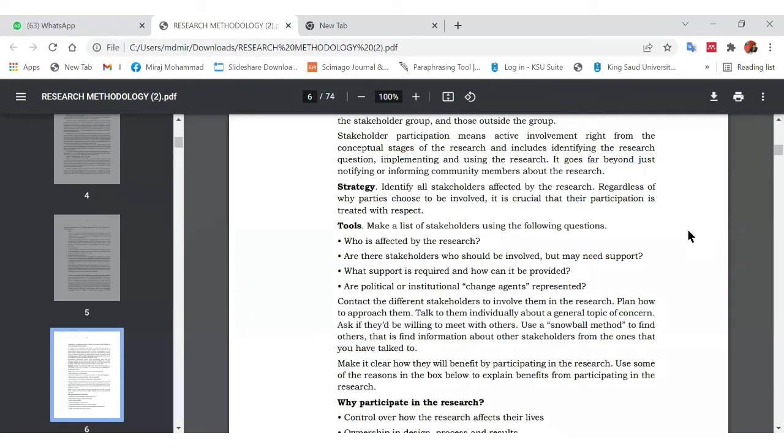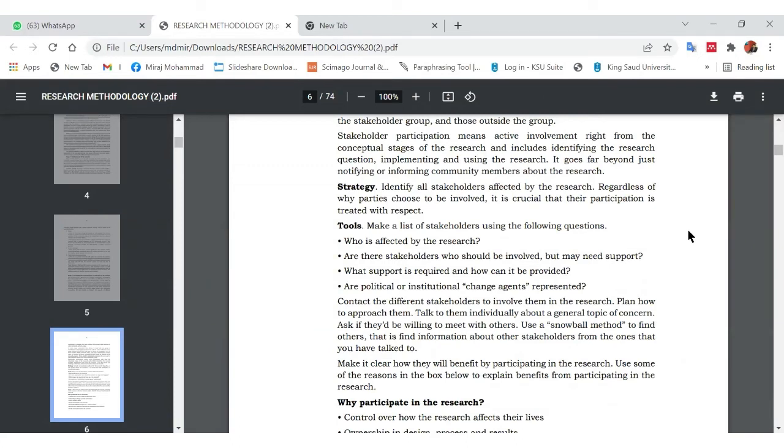Okay. So you have to contact the different stakeholders to involve them in research. You have to plan how to approach them. See, these are simple sentences. When you read them, you can understand the meaning. But when you do it practically in a field, it is not a very easy task. It is quite challenging to make a very robust, very compact model, so that all the points are interrelated with each other and you can see certain benefits out of them.